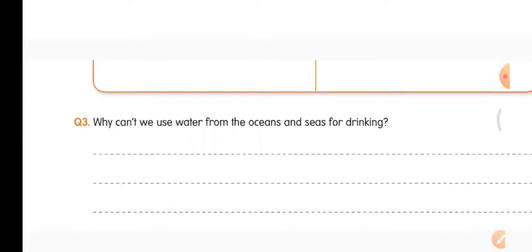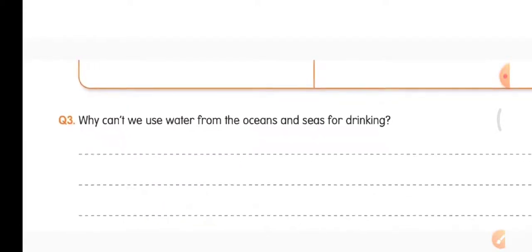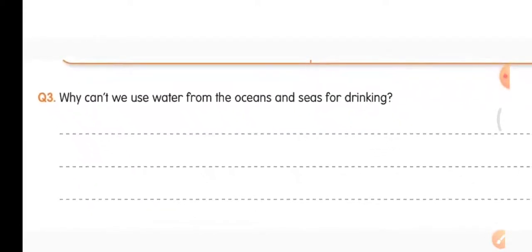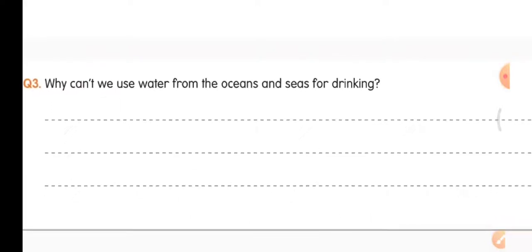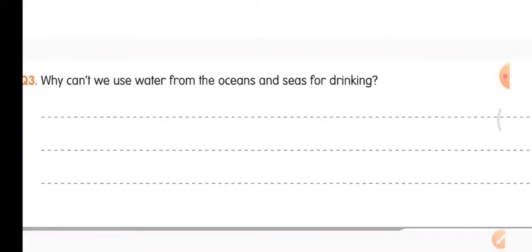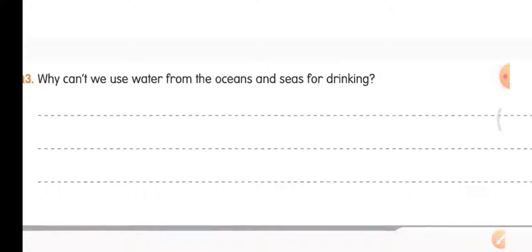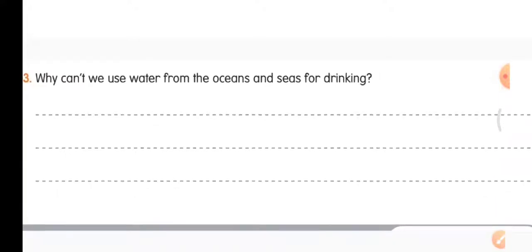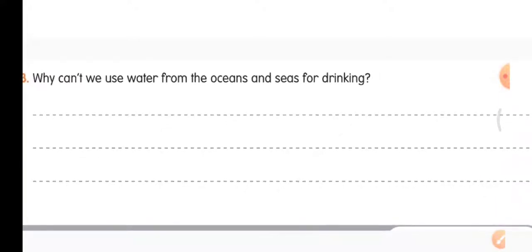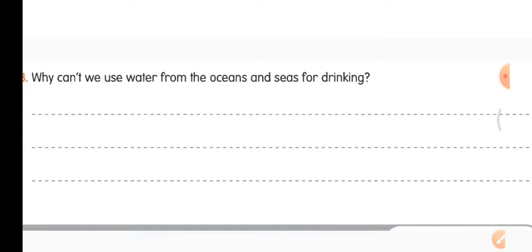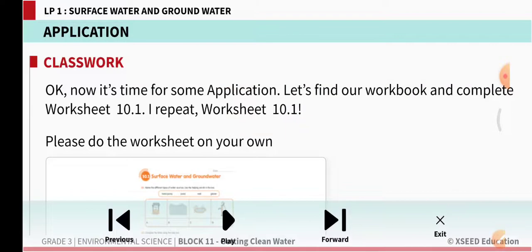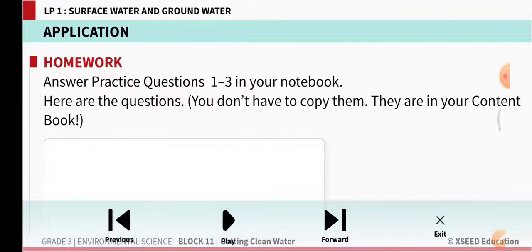Question 3. Why can't we use water from the oceans and seas for drinking? The answer is, we can't use water from the oceans and seas for drinking as the water is salty. Salty, S-A-L-T-Y, salty. Right? Then let's move on and open our practice book. Answer our practice questions.